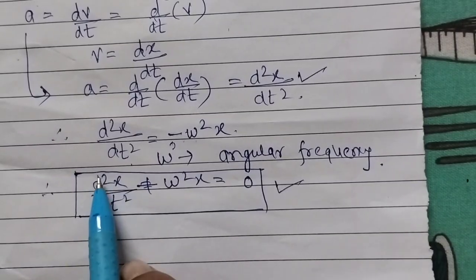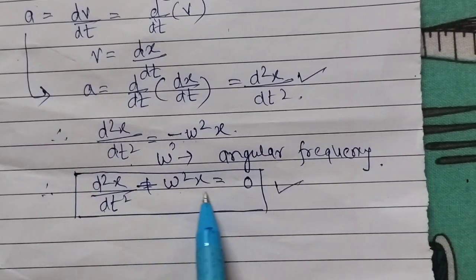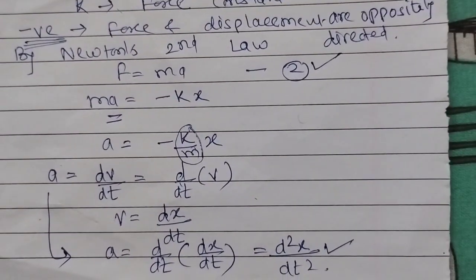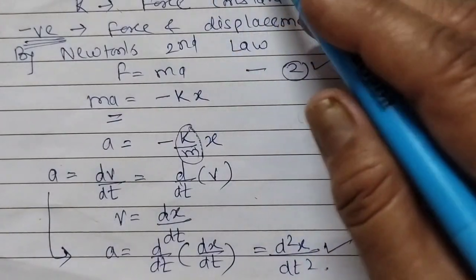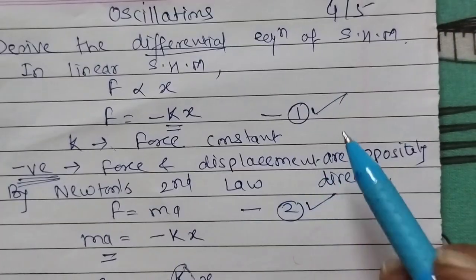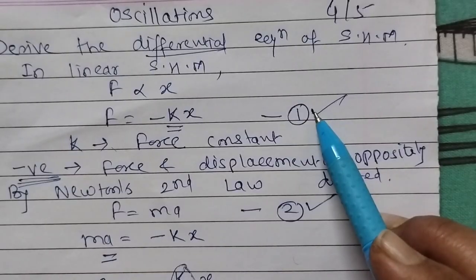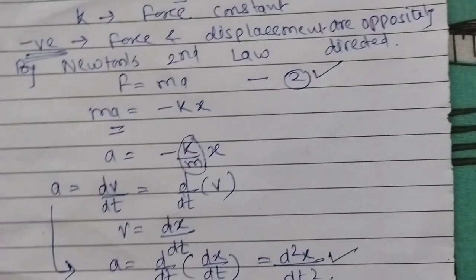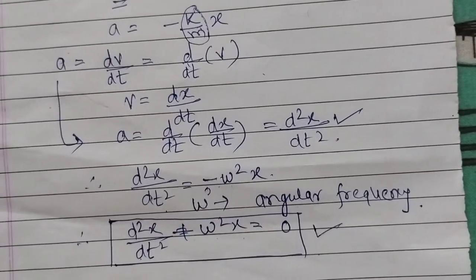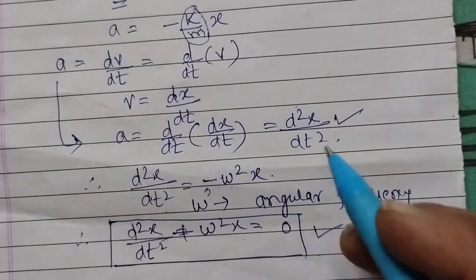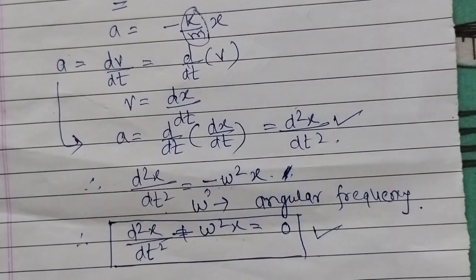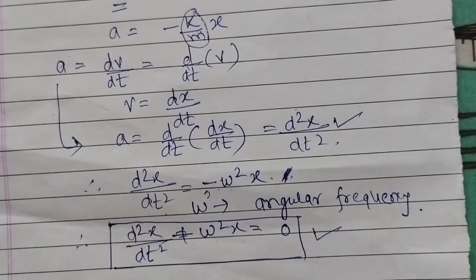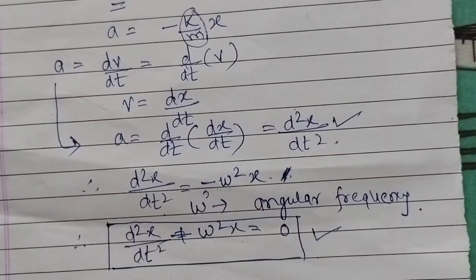So the equation now changes to d square x upon dt square plus omega square x equals 0. This is a differential equation. In the derivation, you have to write some theory in linear simple harmonic motion, then the half mark step, how F equals minus kx, then the second step, and finally d square x upon dt square plus omega square x equals 0. Students stop at this position, but you have to complete the equation. This is the complete derivation for 2 marks on oscillation.